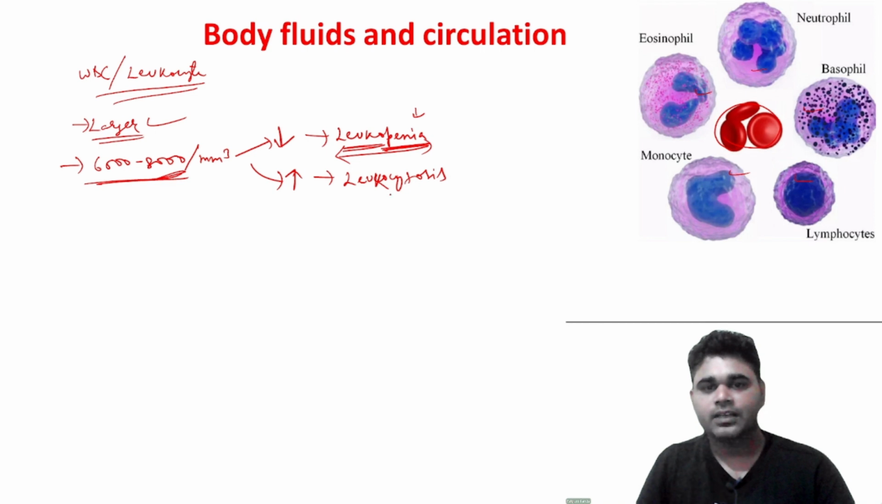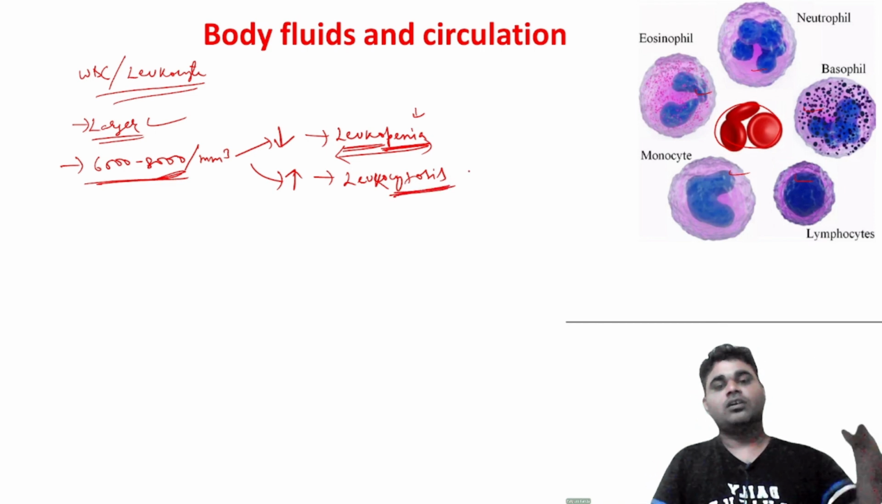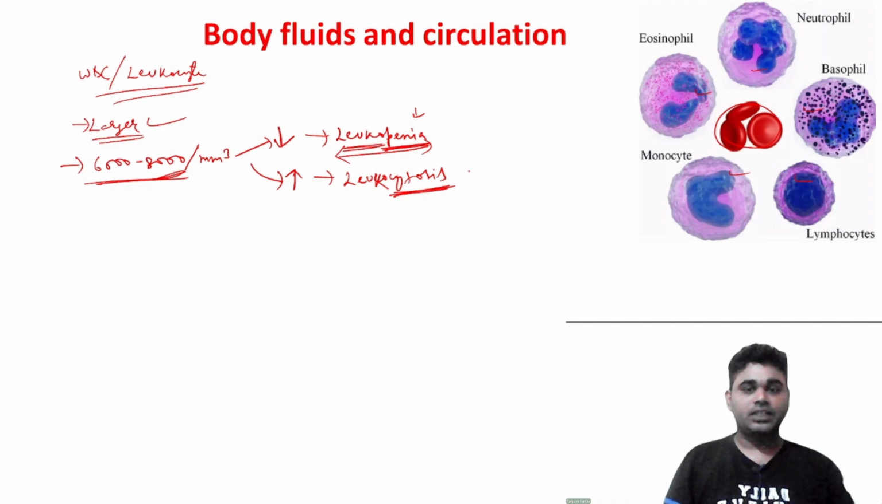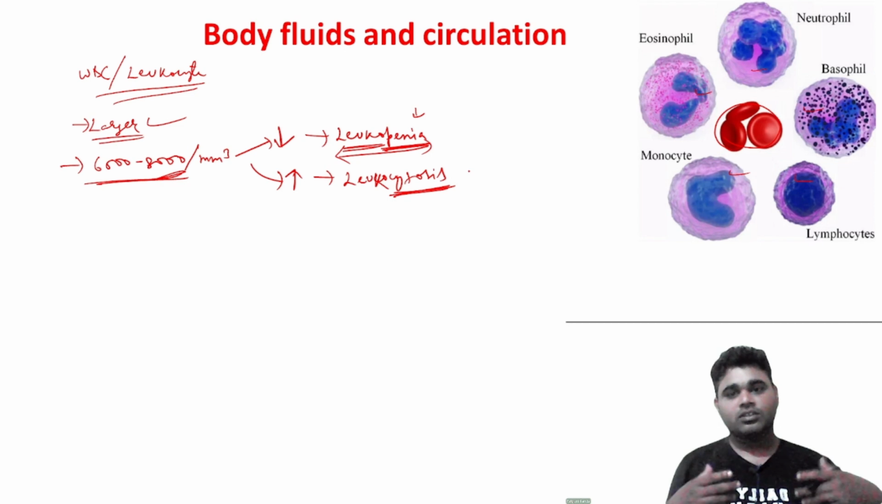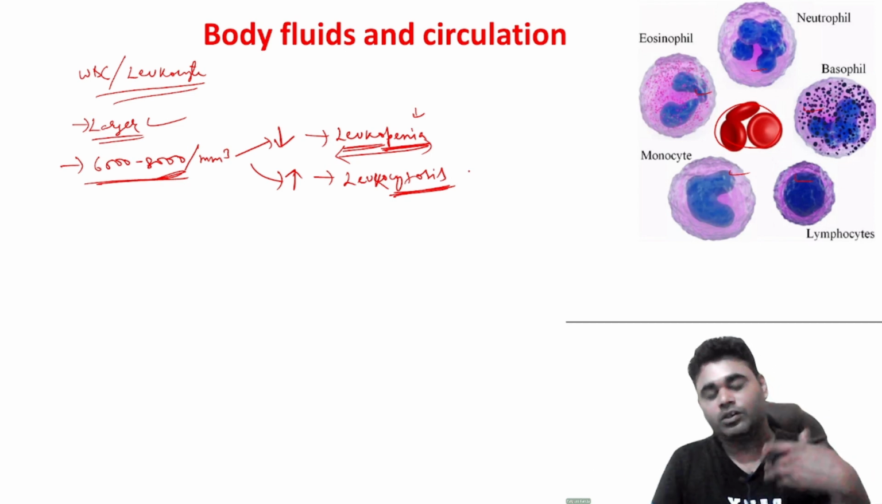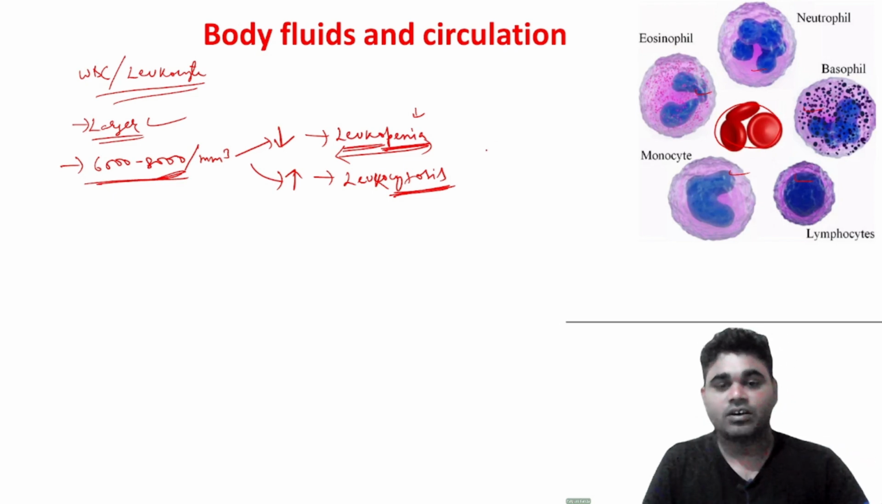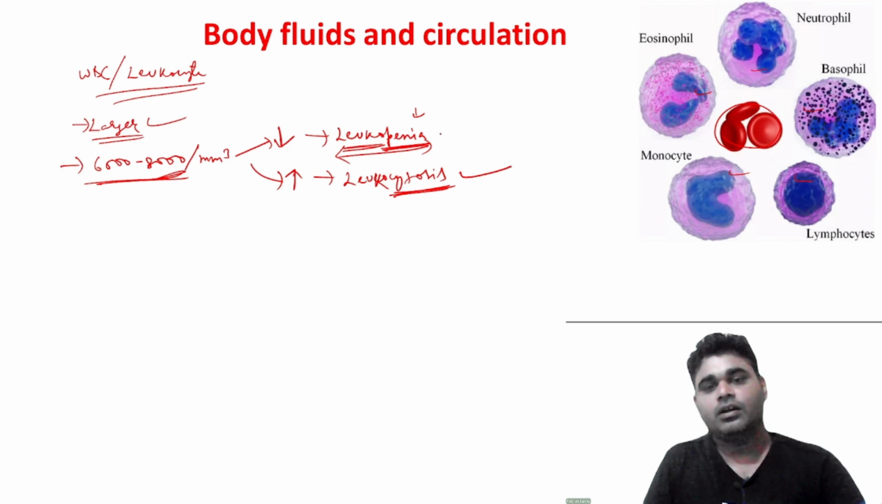Leukocytosis. Again, just remember, when the number of RBC is much higher, the term is called erythrocytosis. So when the number of WBC becomes more than 8,000, it is called leukocytosis. If the number is less than 6,000, it is called leukopenia.